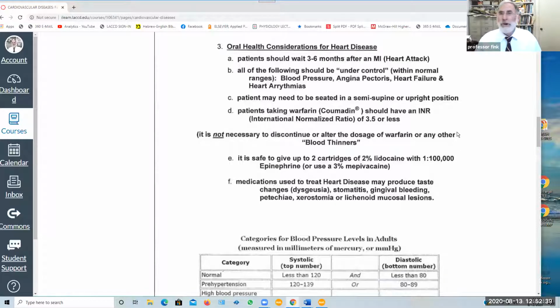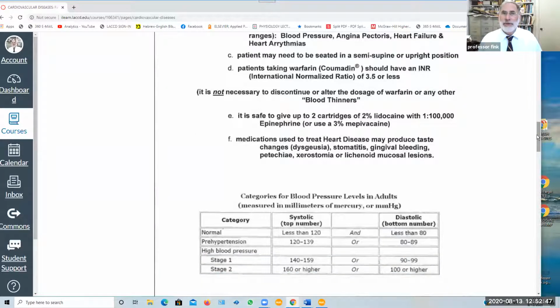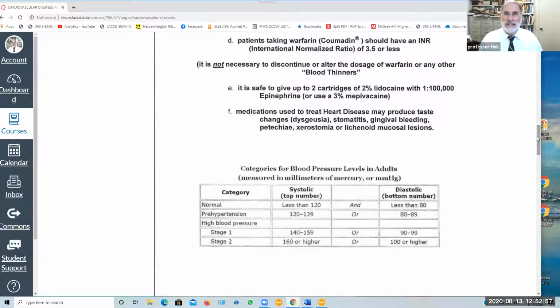We will talk more about all of these and what they mean, if you're not familiar with these, in other videos. If they are taking a blood thinner, it is not necessary. In fact, they should not discontinue the use of their blood thinner prior to a dental appointment. It is safe to give up to 2 cartridges of 2% lidocaine with a 1 to 100,000 epinephrine.